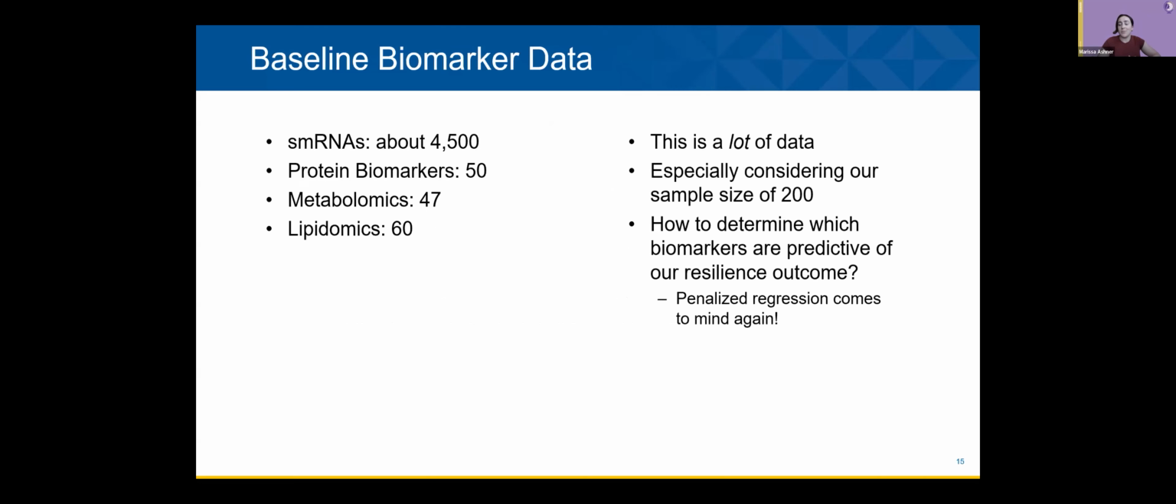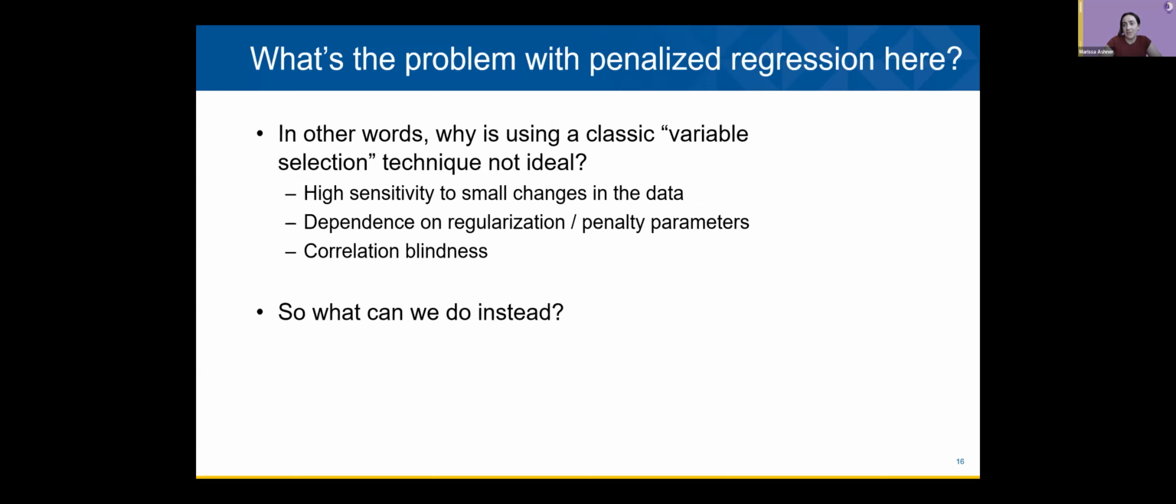And especially considering our sample size of only 200, how do we determine which of these many biomarkers are predictive of our resilience outcome? And so immediately, at least in my mind, penalized regression, again, is what pops up. But what would be the problem with using penalized regression here? In other words, why is using a classical variable selection technique maybe not ideal? Classic techniques like lasso, for example, can be highly sensitive to small changes in the data. They can be very dependent on regularization or what penalty parameters you're using. And they also seem to have correlation blindness, where if you have a lot of correlated predictors, it will only pick one of them typically.